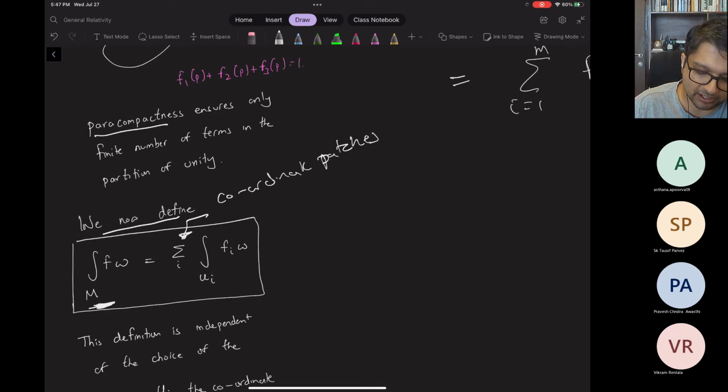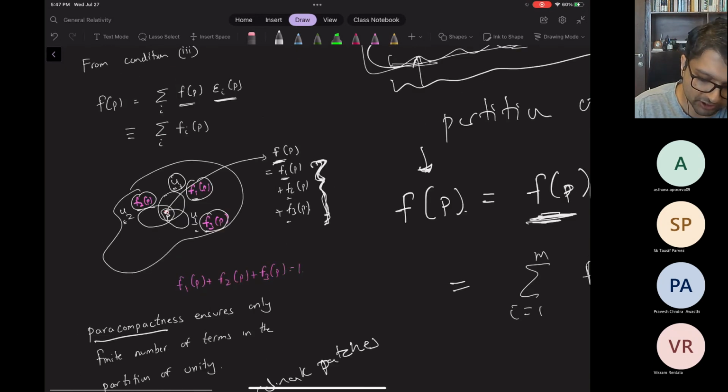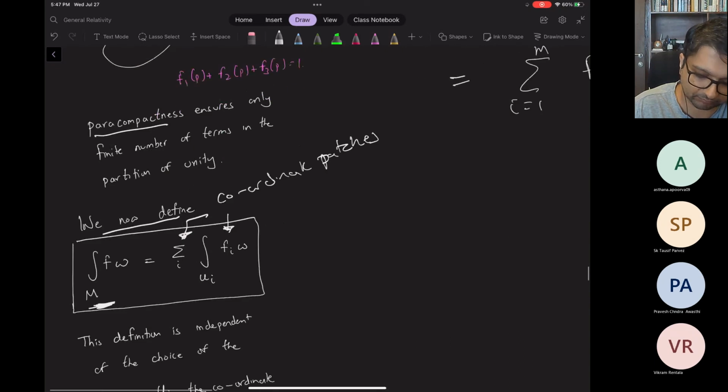But instead of integrating f itself, we integrate fi, which is associated with each coordinate patch. We don't integrate the full function, but only the function that we've associated with that particular coordinate patch, fi omega. We had defined how to do the integration over a coordinate patch earlier, and now we do the integration over the full manifold.